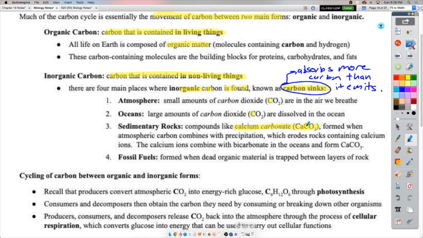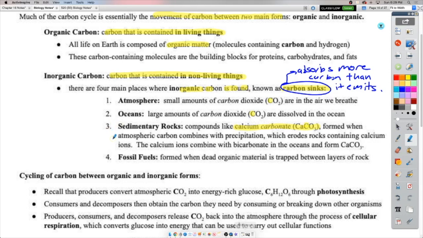okay. It's formed when atmospheric carbon, so the carbon CO2 that's floating around right now that you're breathing out of your lungs, when it combines with precipitation. Hey, remember what I said about looking for connections to the water cycle? Hint, hint, there's one, okay, which then erodes rocks that contain calcium ions. So that carbonic acid, it's called, okay, erodes rocks which contain calcium ions. The calcium then combines with bicarbonate in the oceans and forms CaCO3. Long way of saying basically a lot of carbon is hanging out in rocks, in limestone.